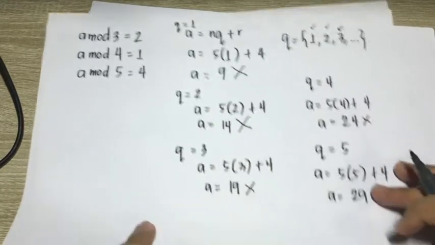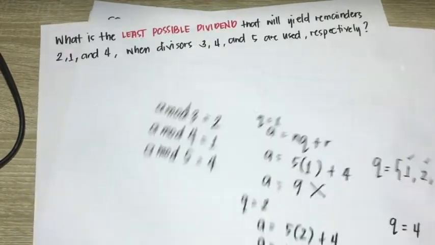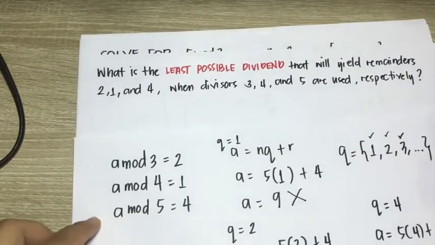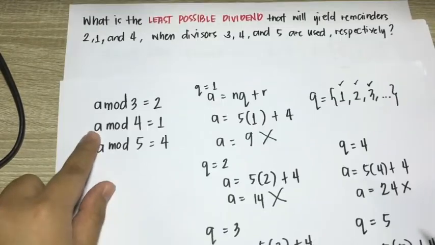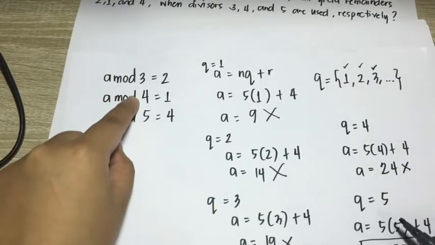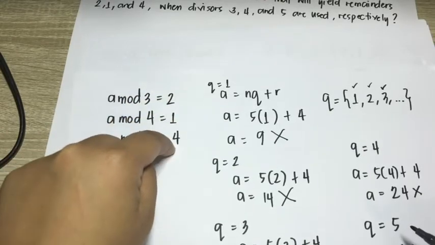Meaning to say, we can conclude that the least possible dividend is 29, given the following values. If you divide 29 by 3, by 4, and by 5, it will yield the remainders 2, 1, and 4.